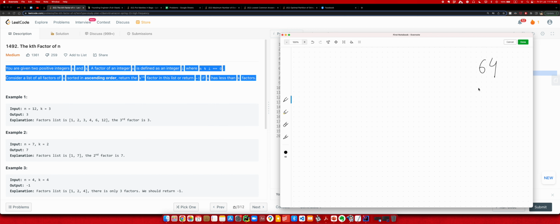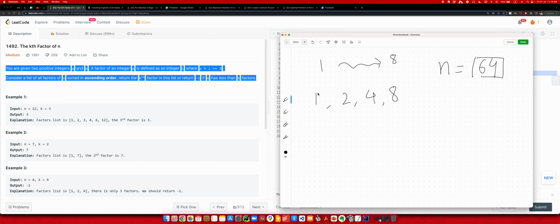like 64, we need to go from 1 to 8. Is 1 a factor? Yes, it is. Is 2 a factor? Yes, it is. Is 3 a factor? No, it is not. Is 4 a factor? Yes, it is. 5 is not a factor. 6 is not a factor. Is 7 a factor? No. Is 8 a factor? Yes. So these are the factors. We get 1, 2, 4, 8, and the number 64 was there. N equals 64.